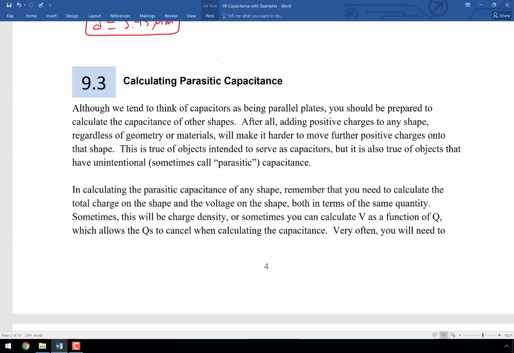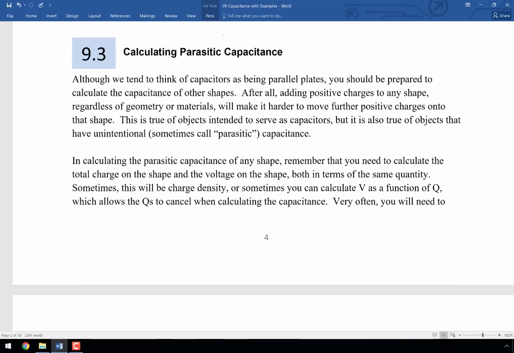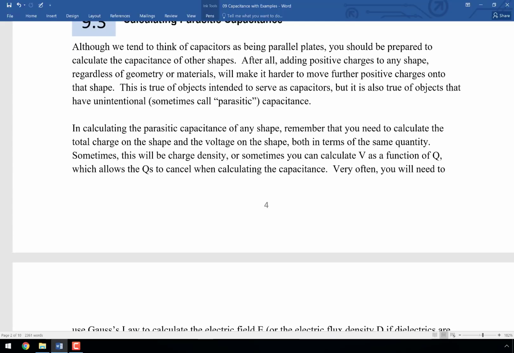Adding positive charges to any shape, regardless of its geometry or materials, will make it harder to move further positive charges onto that shape. It's true of things that have intentional capacitance, and it's also true of things that have parasitic or unintentional capacitance. When we want to calculate the parasitic capacitance of any shape, remember that you have to calculate the total charge on the shape and the voltage on the shape, both in terms of the same quantity.